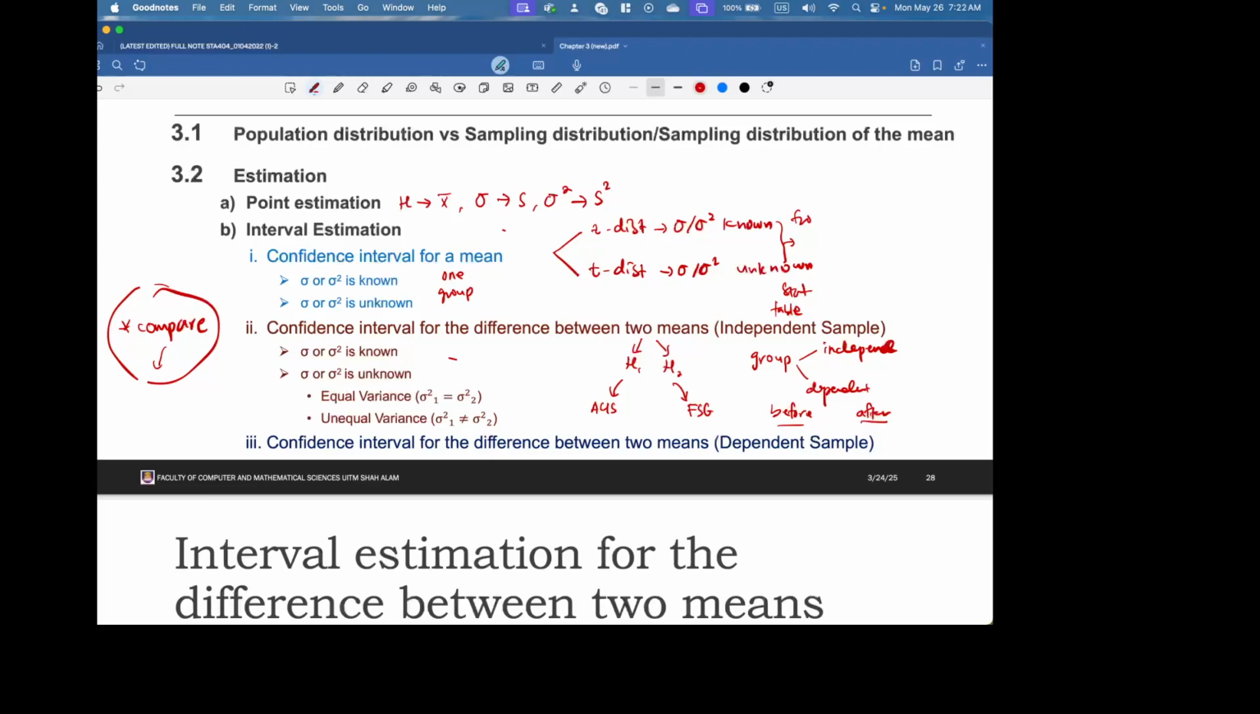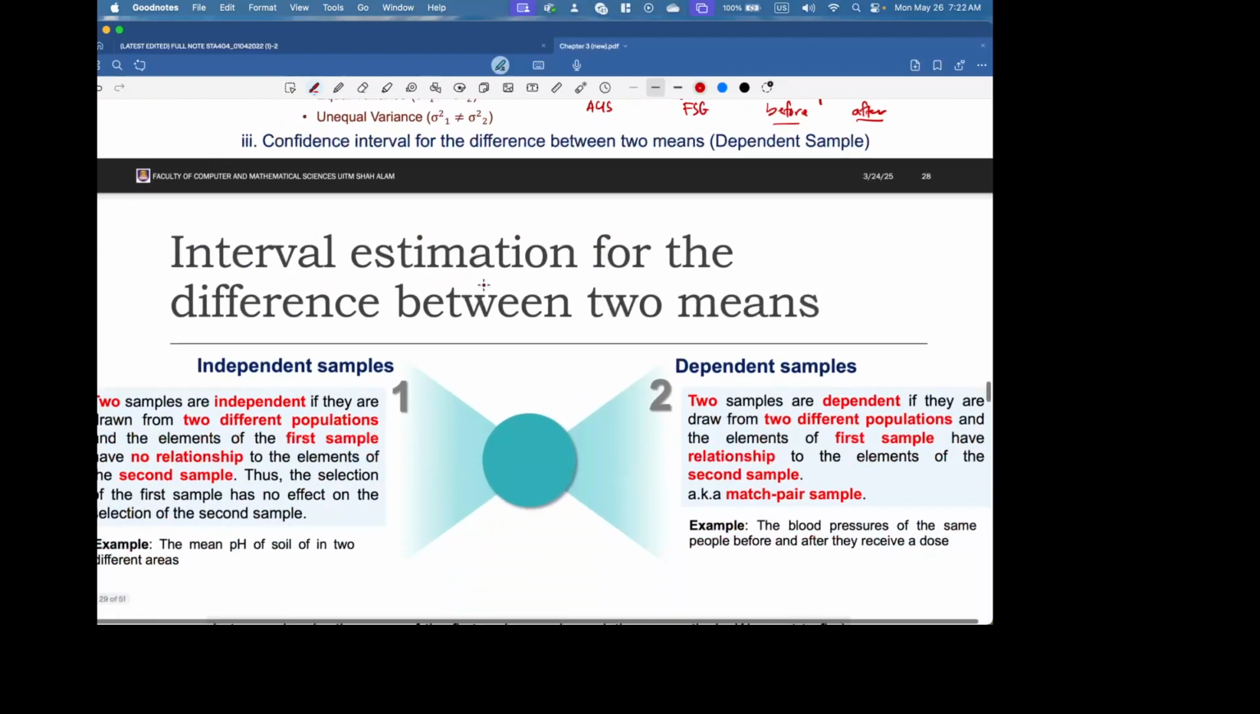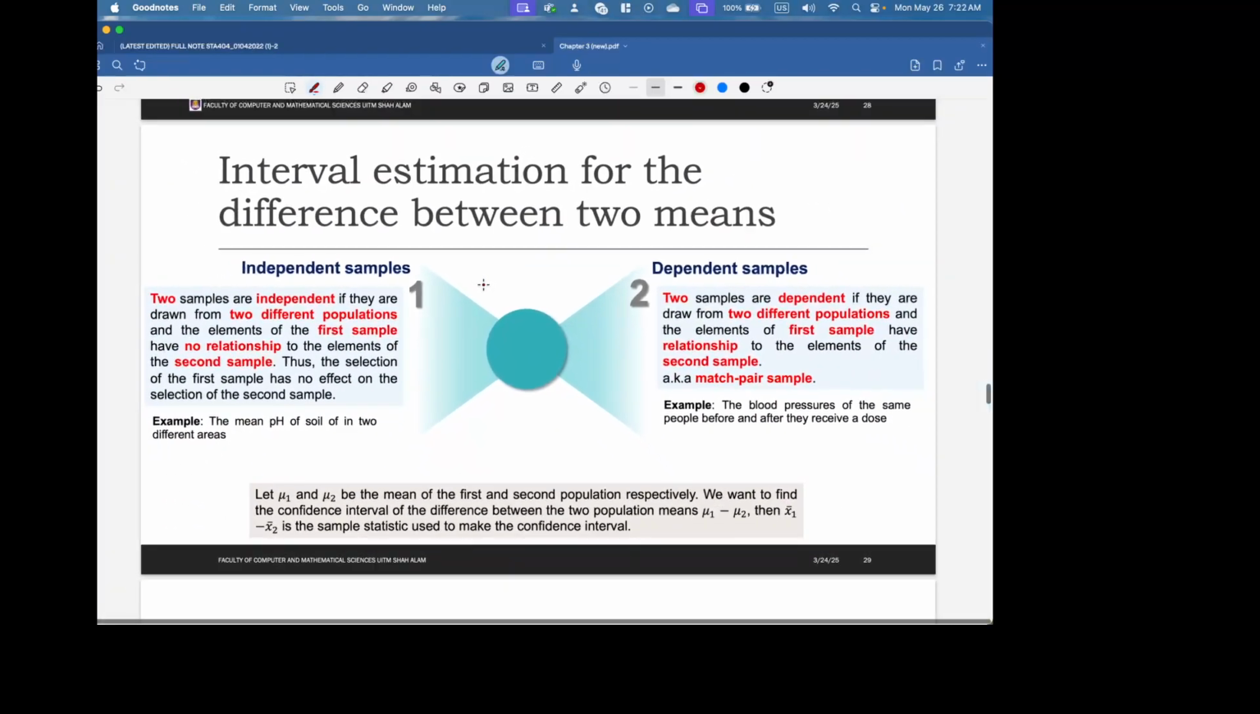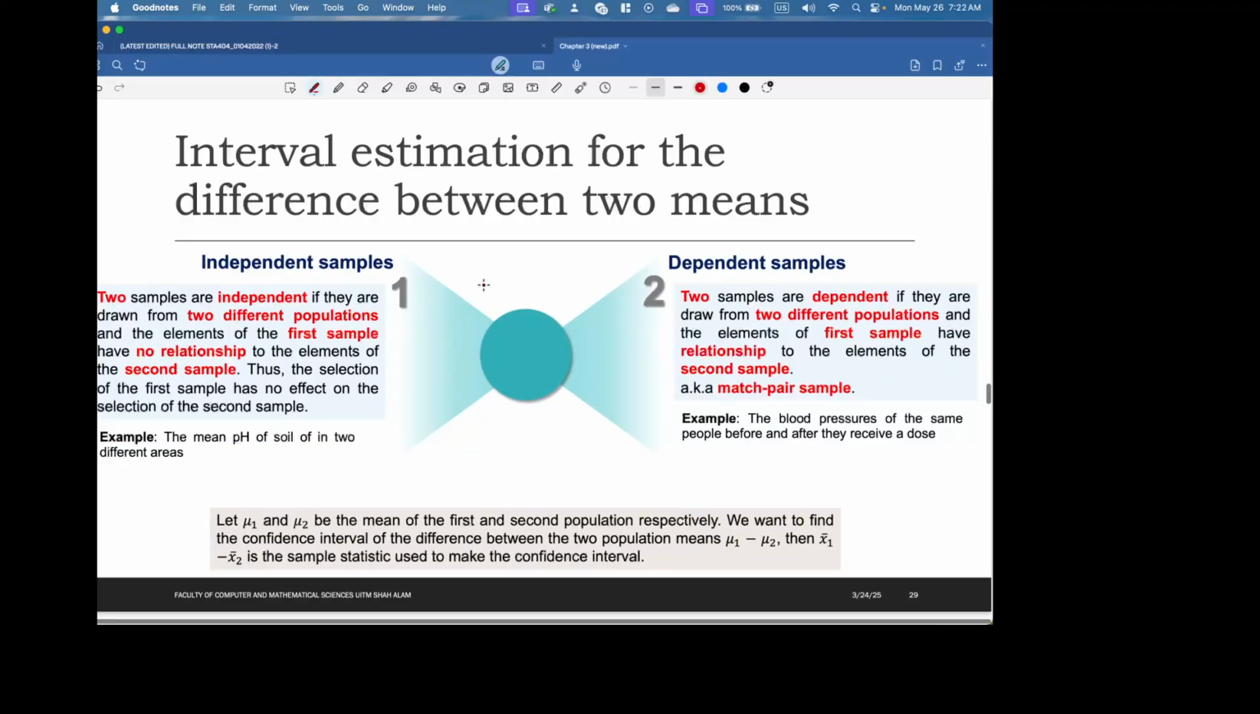Okay, and for today's session, I will be talking about the independent. Means that we have two different groups. As an example, here we have, so this is the detailed explanation on what are the differences between independent samples and dependent samples.